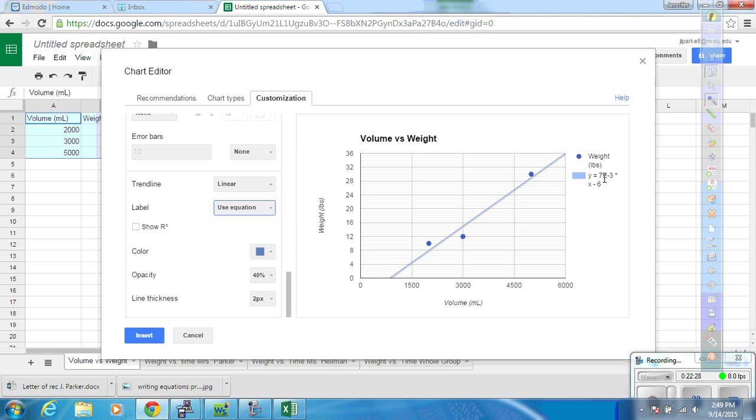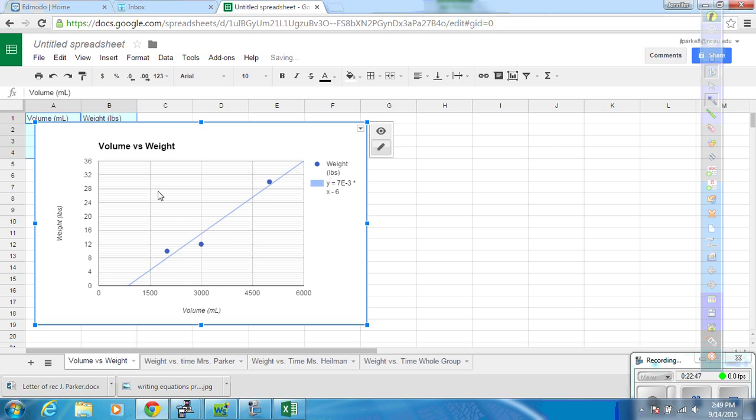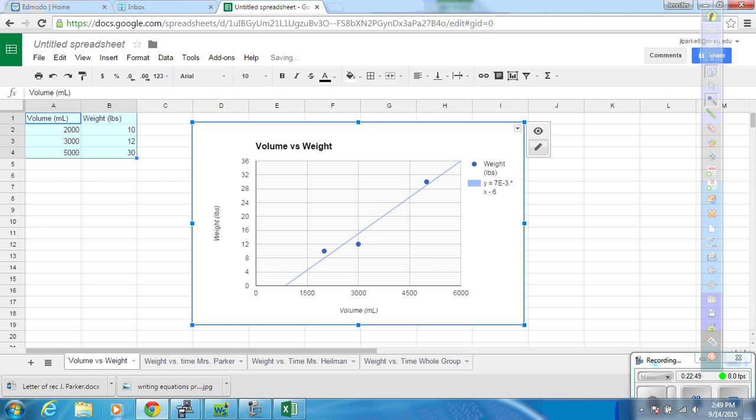Now, don't be shocked when this shows up. That is scientific notation. That big capital E means that this is 7 times 10 to the negative third power. That means it's 0.007. So anytime that E shows up, it is just giving it to you in scientific notation. Please make sure you're paying attention to that. And then I can click insert, and I've got my table.